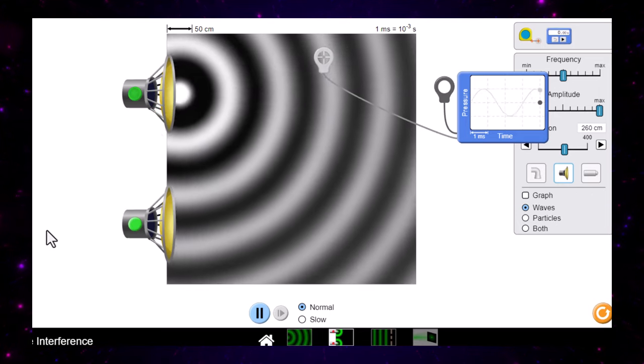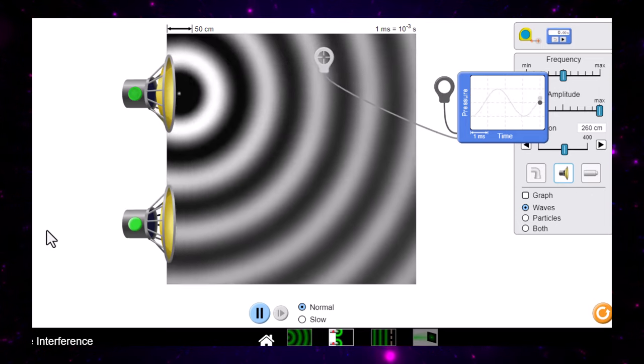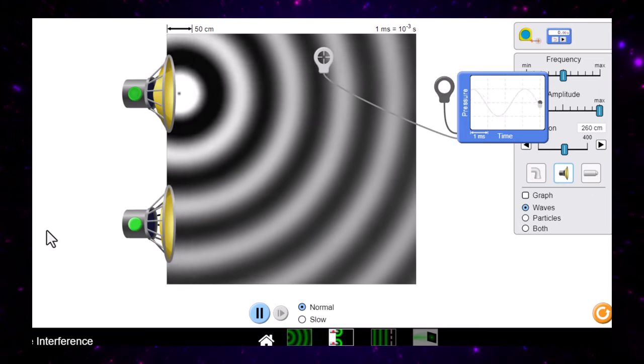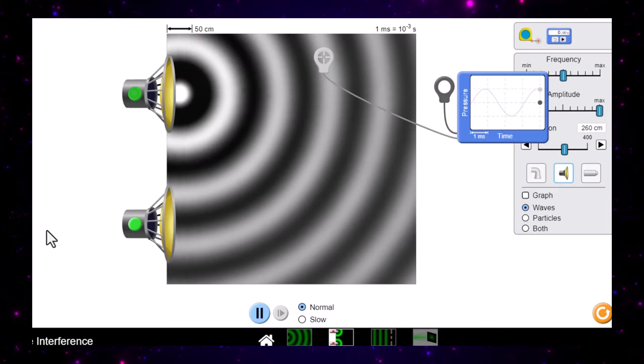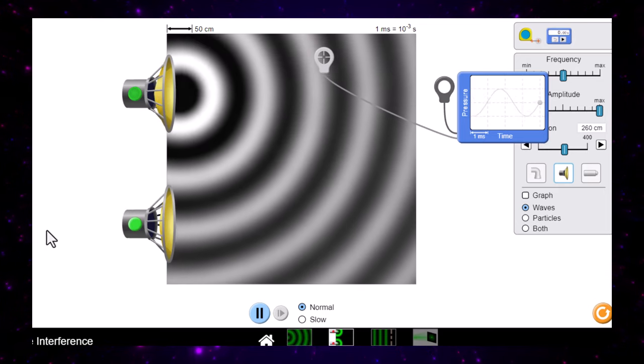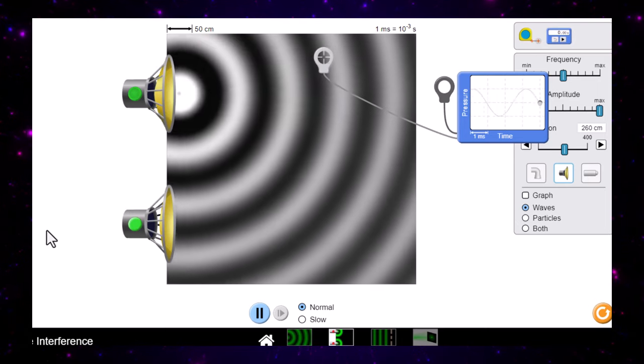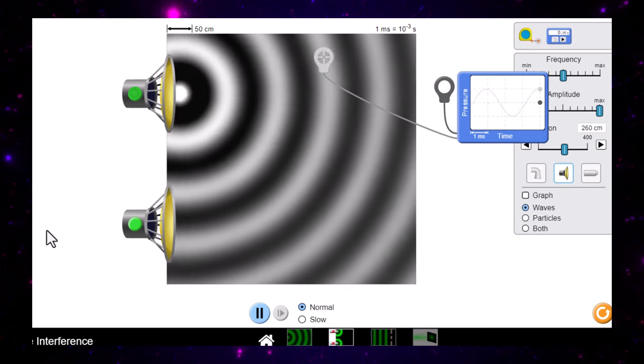So the answer to that question is quite simply, it says here, loudspeaker 1 is now disconnected from the signal generator. State the effect this has on the amplitude of the sound detected. The amplitude of the sound detected is going to increase, and that's because you've removed the other wave which is interfering with it. So you're going to hear a louder sound because of the larger amplitude.